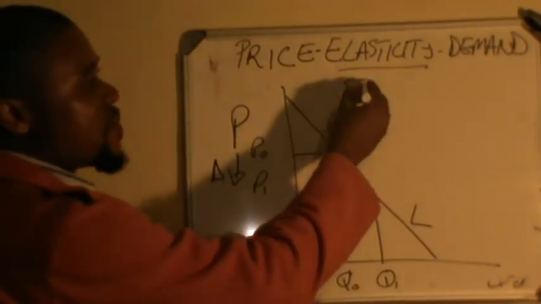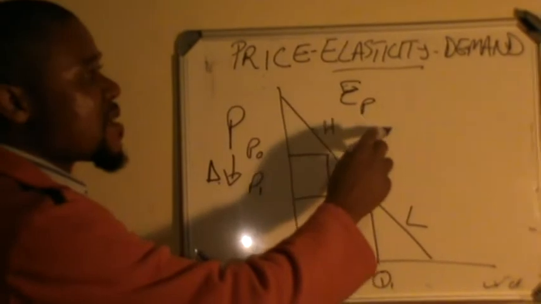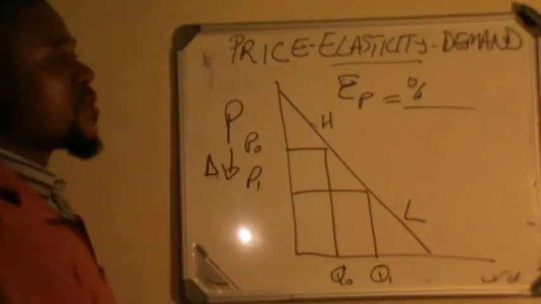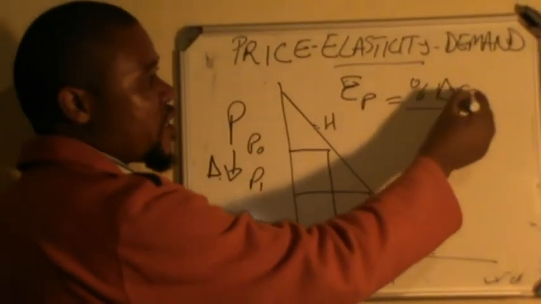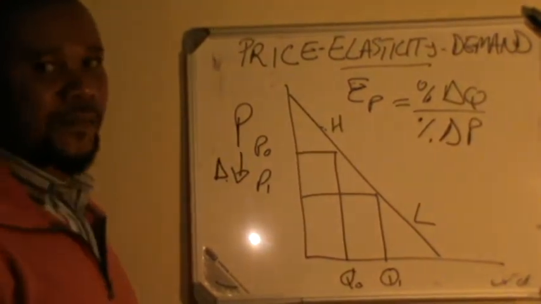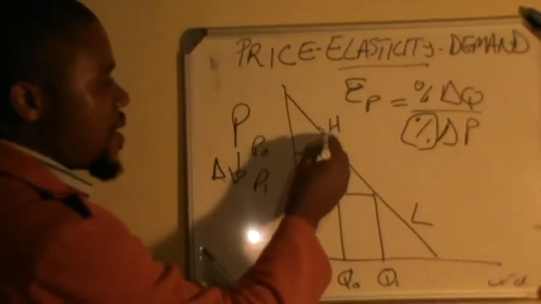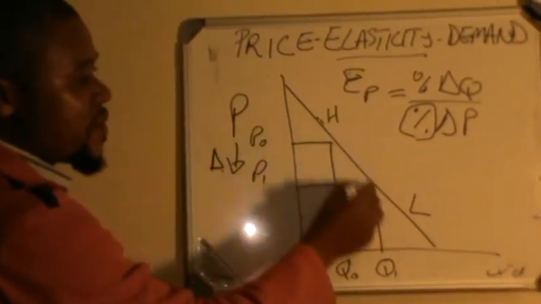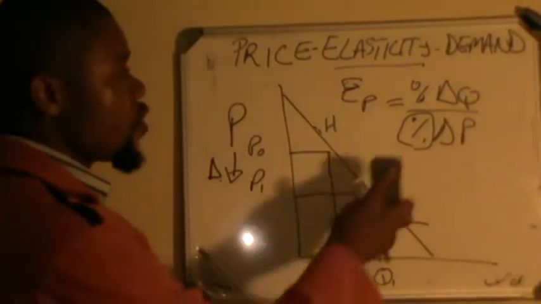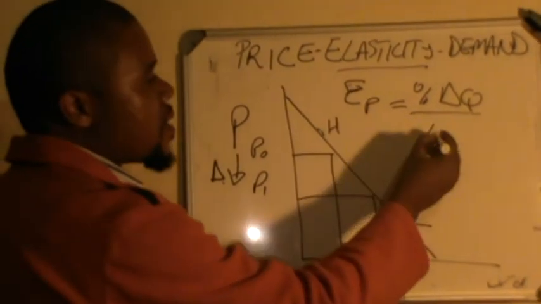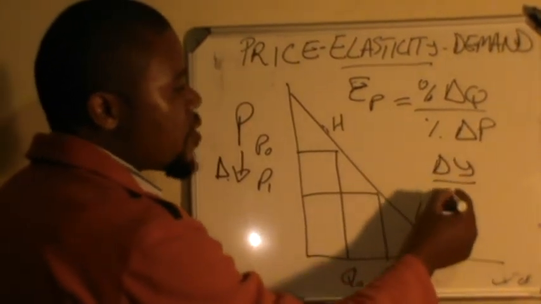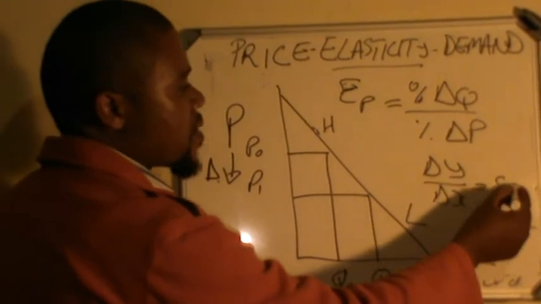The reason for that is because we are measuring the price elasticity of demand in terms of percentage changes. So price elasticity of demand equals a percentage change in quantity over a percentage change in price. And this is the reason why the price elasticity of demand changes along the demand curve. Another thing that you should note is that whilst the slope was a change in y over a change in x, you know that was the slope.